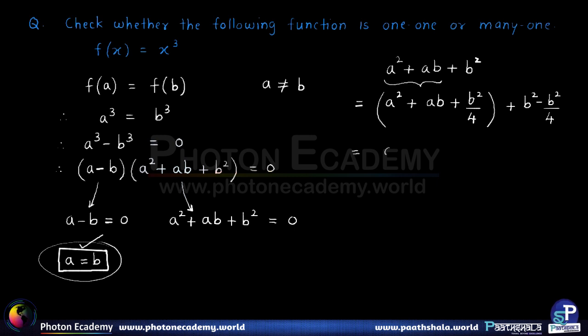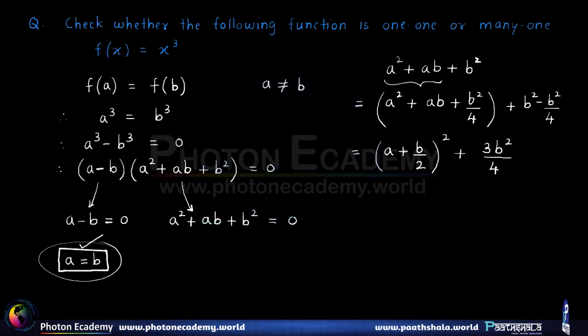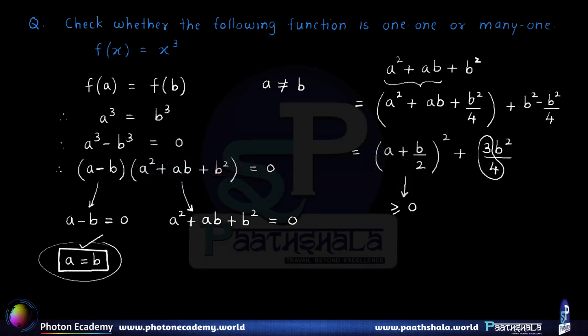So now this gives us a plus b by 2 the whole square, right? Plus here we get 3b square upon 4, right? So now here we have to see whether we can get this as equal to 0. Now we know that this 3 by 4 is a positive number, so we are left with two square quantities. Now we know that this particular quantity has to be definitely greater than or equal to 0, and the second quantity is also greater than or equal to 0.